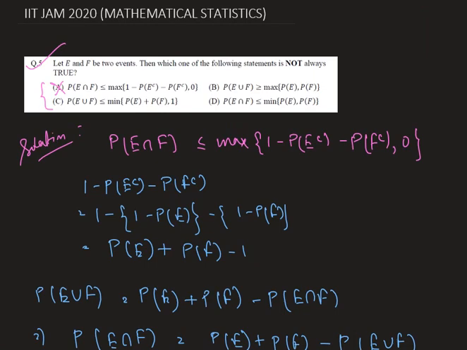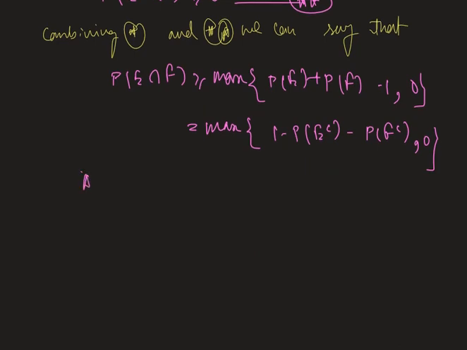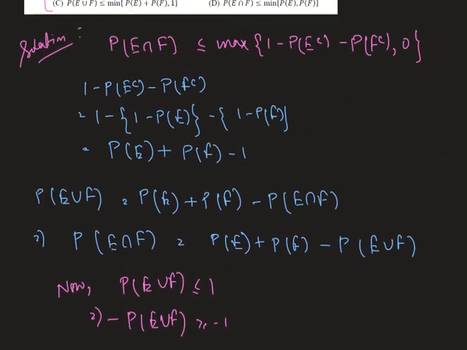Hence this is the correct answer for our question, as we are asked to find the option which is not always true, and we find that the first option is not always true. And as it is an MCQ type question, we only have one correct answer, hence there is no need to check other options.